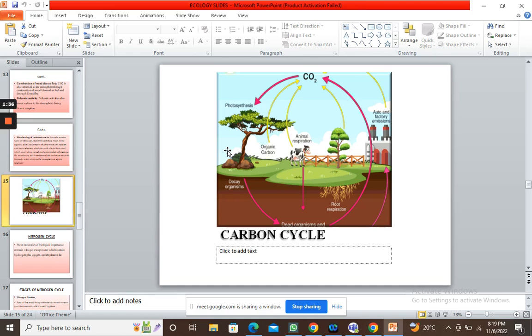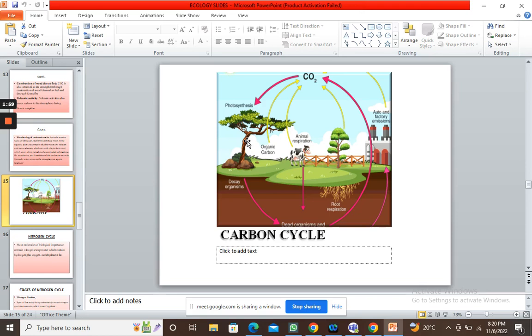by green plants. In the process of photosynthesis, the green plants will use the carbon dioxide to manufacture their own food, and they will remove it from the atmosphere. And we have also the several ways that carbon is returned to the atmosphere through respiration of animals.